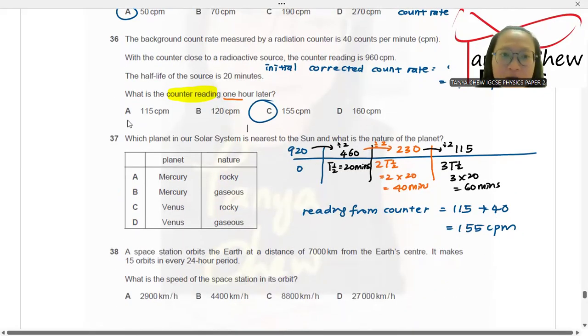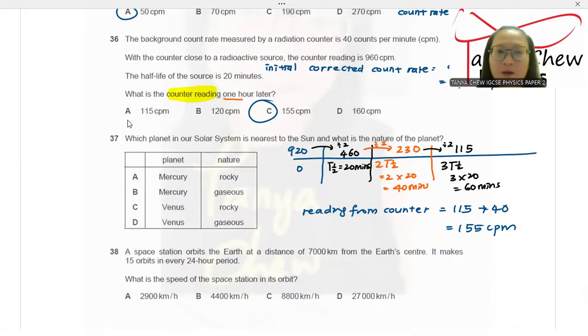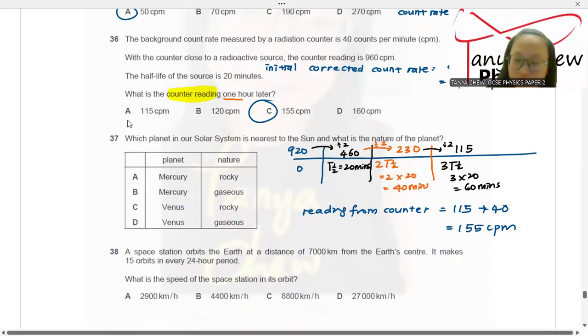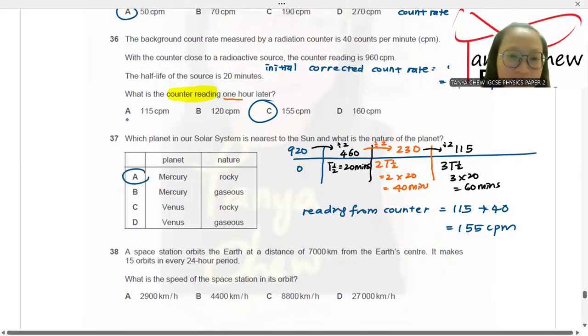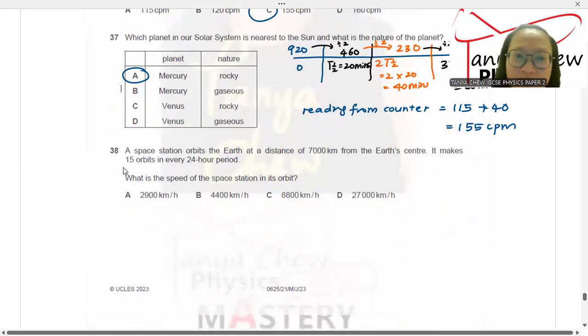Number 37, which planet in our solar system is nearest to the sun? And what is the nature of the planet? Right, the four planets which are closer to the sun, Mercury, Venus, Earth, and Mars, are called small planets. And the nature is they are rocky planets. So the planet which is closest to the sun is called Mercury. A is the answer.